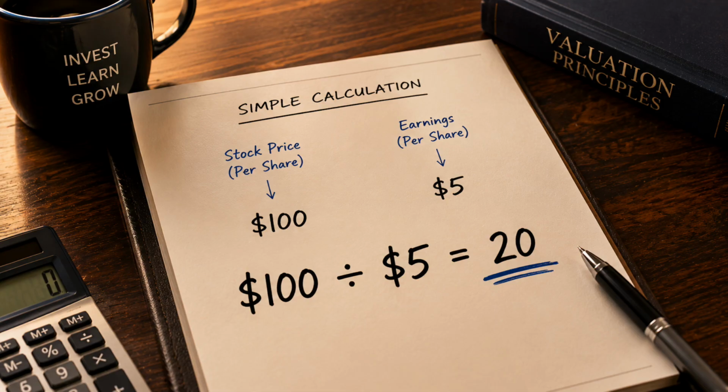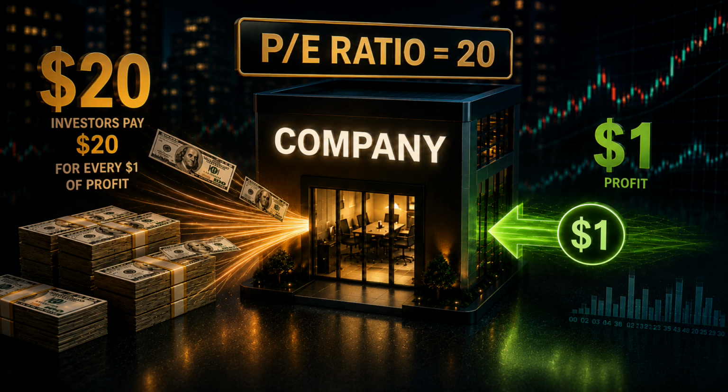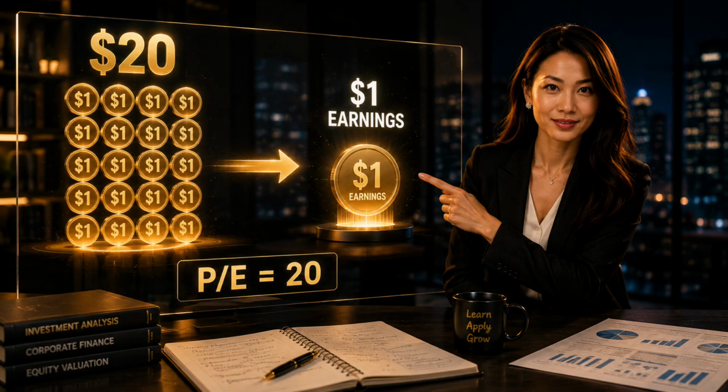Let's look at a simple calculation. Imagine a company's stock price is $100 per share and its earnings are $5 per share. The PE ratio would be $100 divided by $5 equals 20. That means investors are willing to pay 20 times the company's annual earnings to own the stock. It means investors are paying $20 for every $1 the company earns.